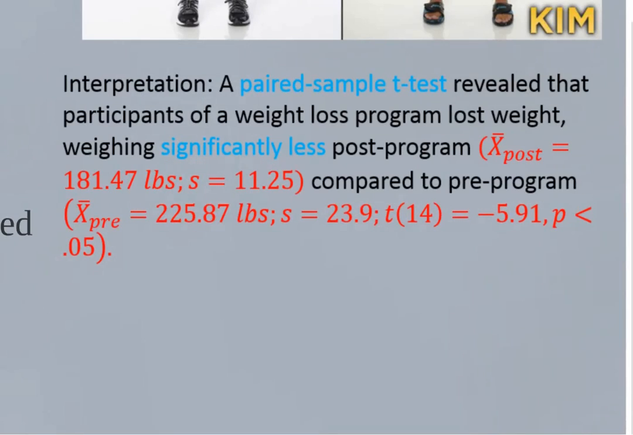And then in red we have all of our data, right? So we have the mean and standard deviation from the post-program weight, the mean and standard deviation from the pre-program weight, and then our t-test, right? The 14 in parentheses next to the t is our degrees of freedom, and then we show our observed t at negative 5.91. And then our p-value is compared to our alpha, right? What we're saying is that our results indicate that p is less than 0.05, which is the alpha level that we identified.